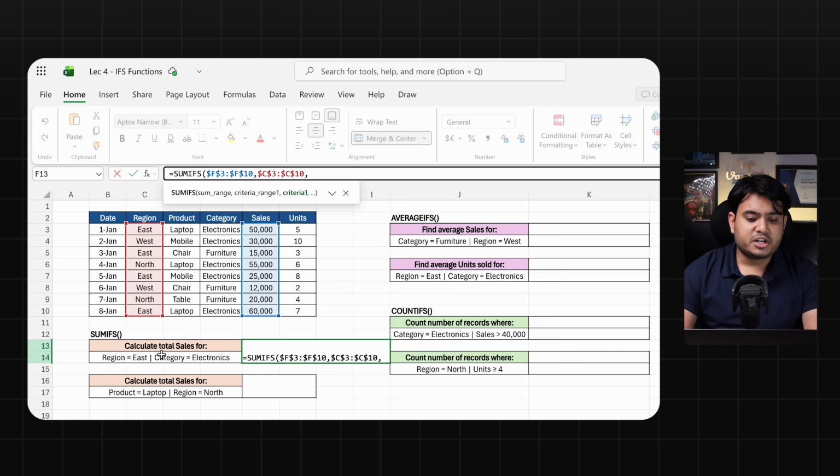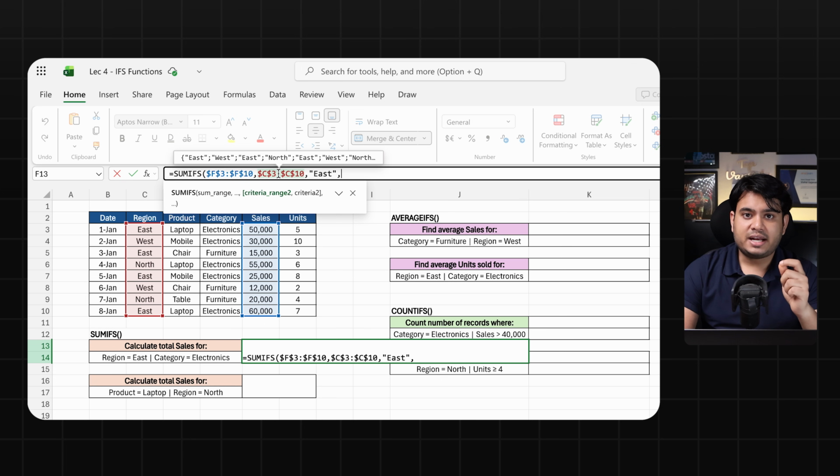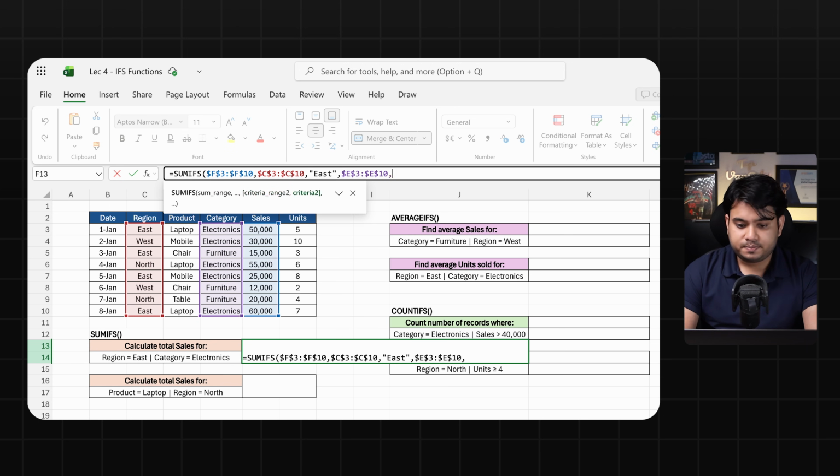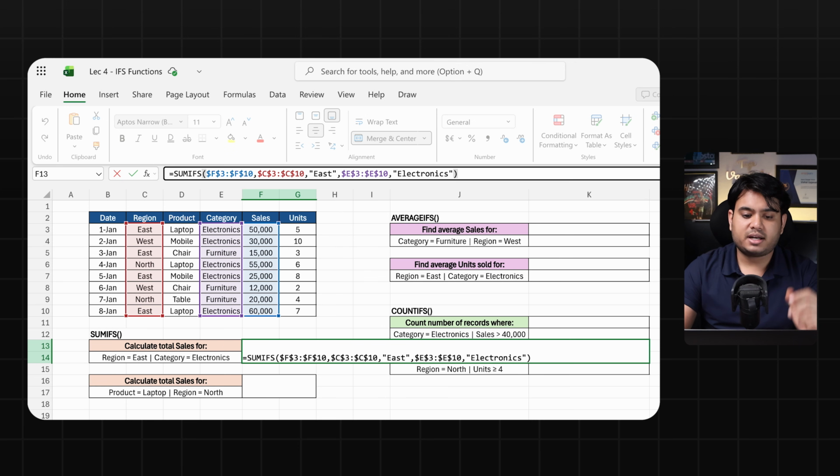Then they are asking it should be IST, so in double inverted commas I am writing IST. See, here you have put down your sum range, then your criteria range 1 and your criteria. In second, I'll put the criteria range 2, which is the category. So I am selecting the category here and locking this range, comma. Then our second criteria, which is electronics, in double inverted commas, and the bracket is complete.